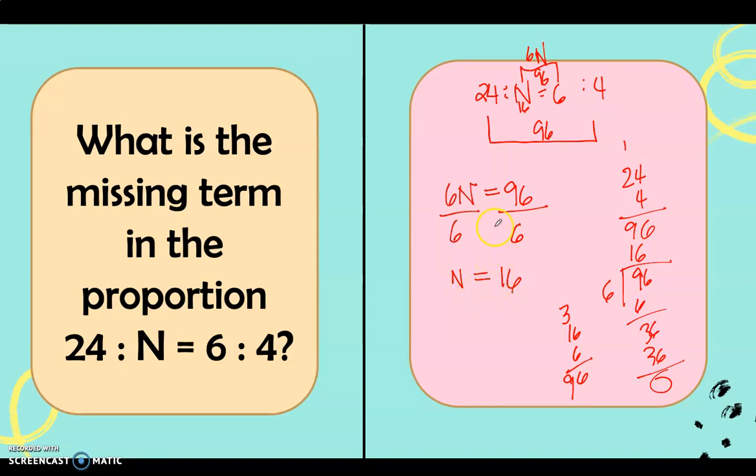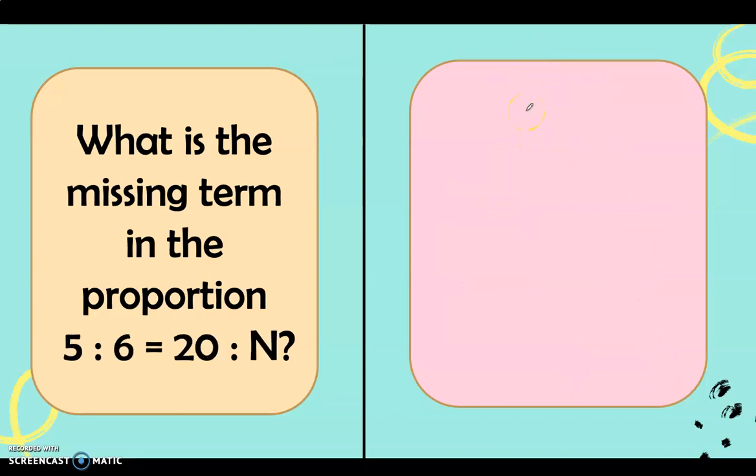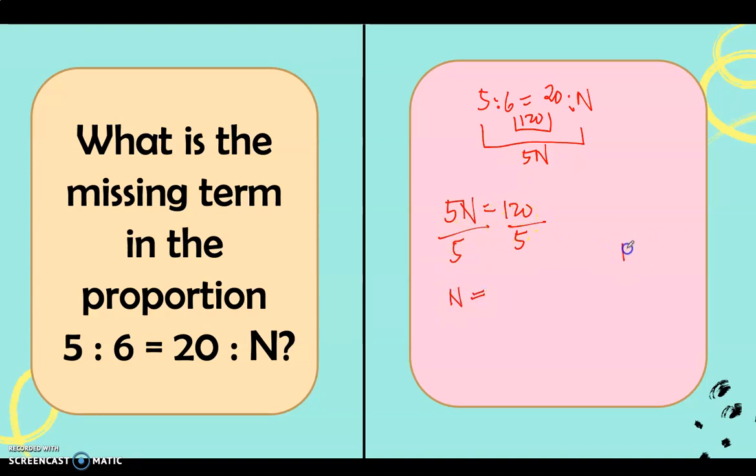So to check if your answer is correct, all you have to do is substitute the value of n to the answer, then multiply and make sure it's equal to the product of the means or the extremes. Another missing term. We have 5:6 is equal to 20:n. You multiply the means, then the extremes. So 6 times 20 is 120, and 5 times n is 5n. So we have 5n is equal to 120. Divide both sides of the equation by 5, then the remaining is n. We have 120 divided by 5, that is 24, no more remainder. Therefore, the value of n is 24.